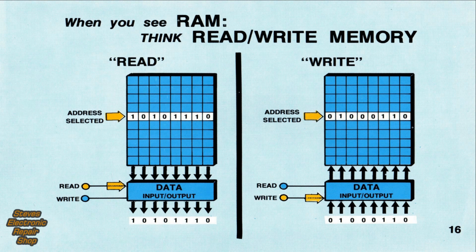When you see RAM, think read-write memory, because that's really what it means. Information stored in memory can be read out by the read operation on the left, or data can be stored or written into memory by the write operation shown at the right. Therefore, the RAM is changeable. We can store information in RAM and then read it out, or we can change the contents of RAM by simply writing over what's stored there. Essentially, RAM memory can be used like a scratch pad.